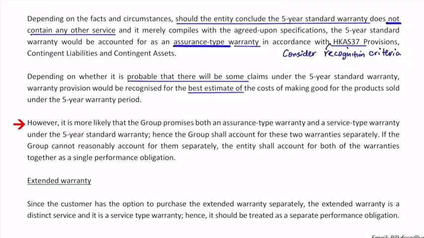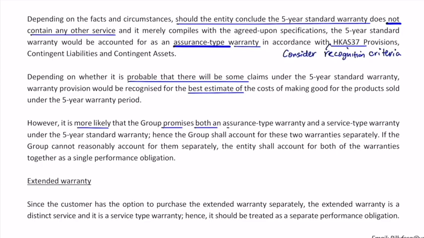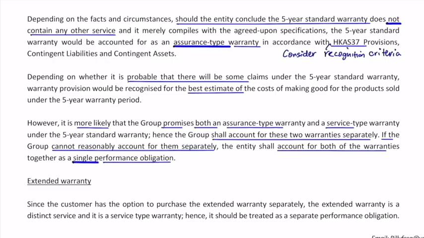However, if the transaction is a combination of assurance type warranty and service warranty, then the company should allocate the transaction price to this service warranty separately. If the entity cannot reasonably account for them separately, the entity should account for both warranties as a single performance obligation. As for the extended warranty, because it can be sold separately, customers have the option to buy or not to buy. This is a strong indication that this is a service warranty. If it's a service warranty, treat this as a separate performance obligation under FRS 15.